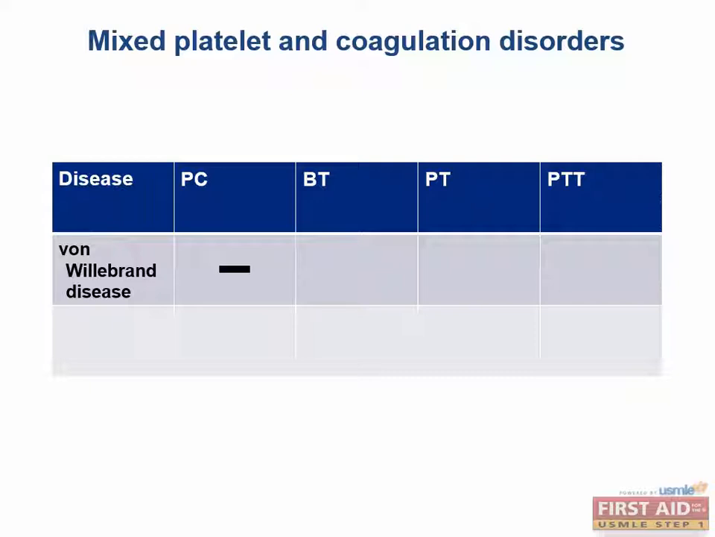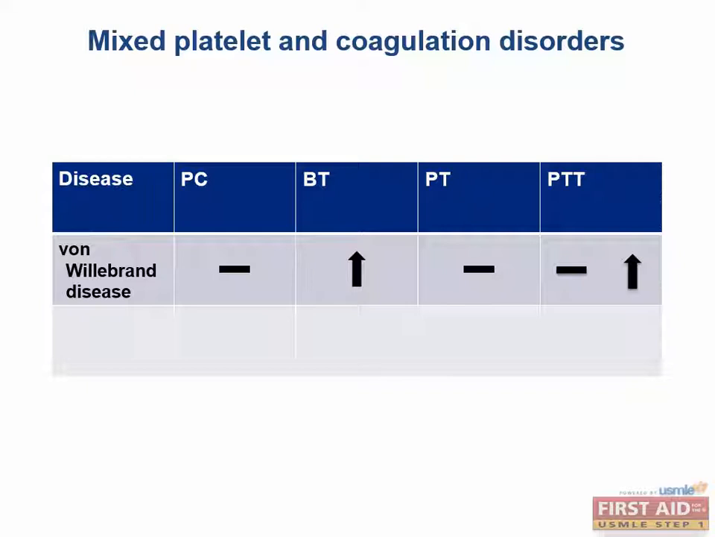Our platelet count is going to be normal, since there is no issue with them in von Willebrand's disease. Our bleeding time would be increased due to the defective adhesion and therefore activation and aggregation of platelets. PT would not be altered, as the extrinsic system is not affected. And lastly, there is a possible increase in PTT, as factor VIII is only a cofactor in the intrinsic pathway. In most cases, this disease is mild.